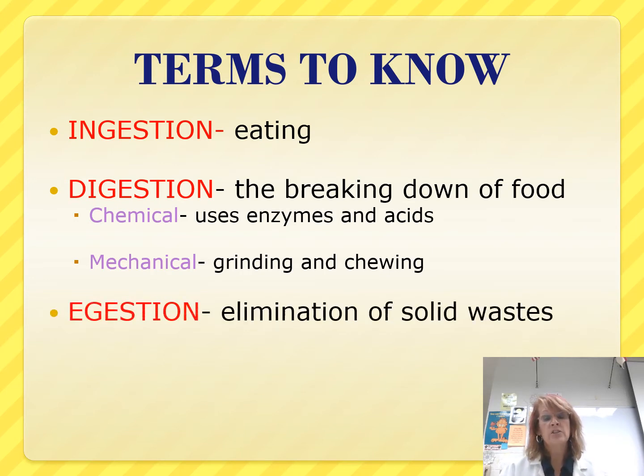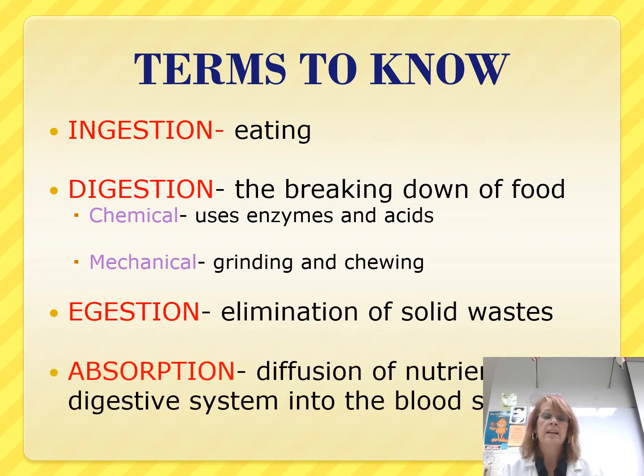And then we have egestion, which is the elimination of solid waste. Our bodies get rid of three types of waste. We get rid of liquid waste, gaseous waste, and solid waste. Carbon dioxide is gaseous waste, so that is your respiratory system. Liquid waste would be things like sweat and urine, so it's your integumentary system and your excretory system. And then solid waste is fecal material. It's the leftover undigestible food products that we call feces.